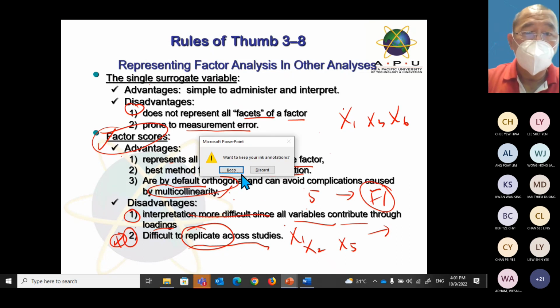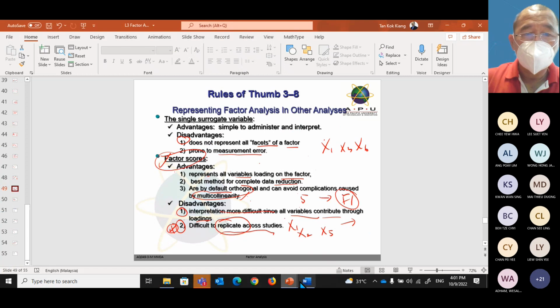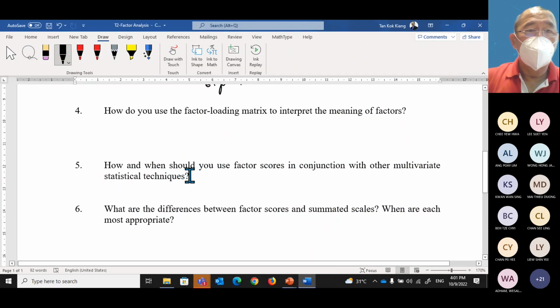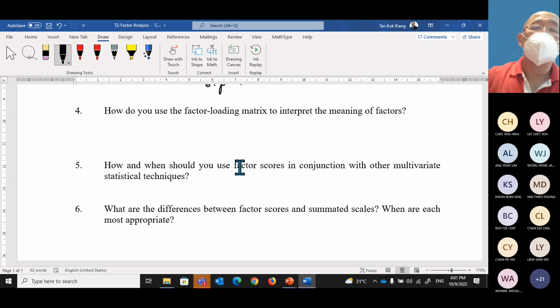Okay, so this is to answer the question: how and when. We can also discuss a bit how to use the factor score. It's maybe easy because the software can generate it for you. Make sure you save the factor score when you do the analysis. Therefore, you can just use the factor score as an independent variable.